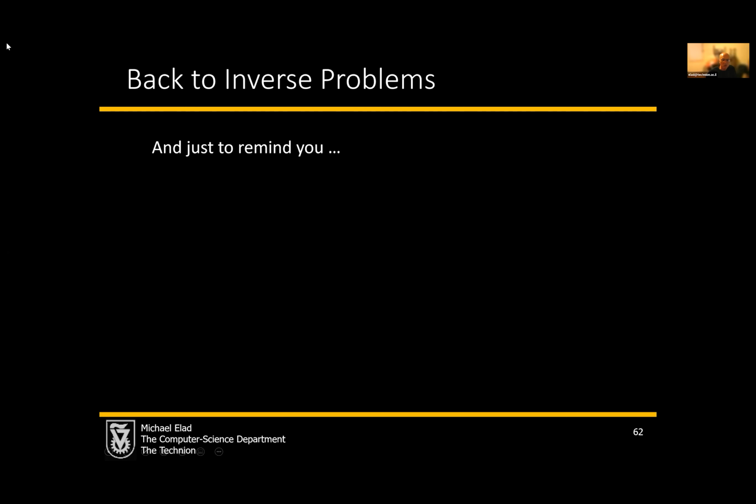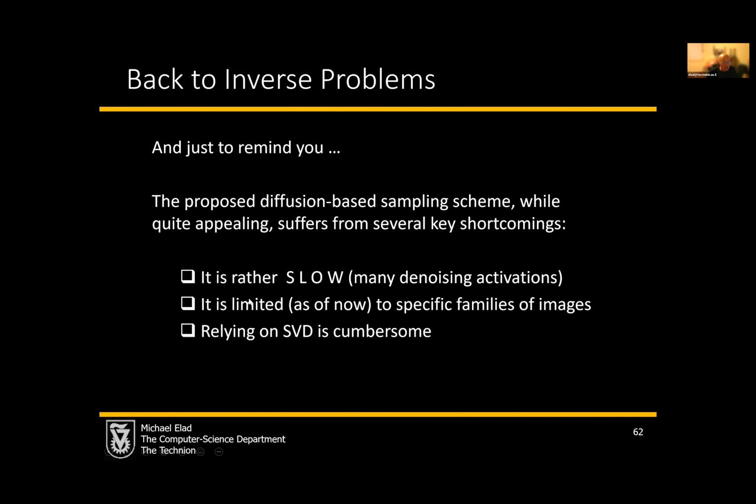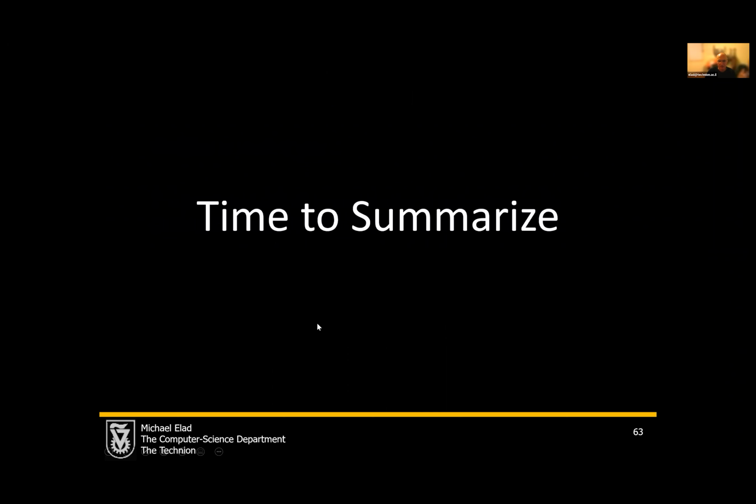This is where I stop. I just want to remind you that there are plenty of things to be done in this field, because there are shortcomings to the algorithms I've shown you. The Langevin method is still slow, even with the annealing option. It is limited to specific families of images. I don't know if you noticed, but I worked on faces, on bedrooms. I'm not working on general content images, and for a reason, the denoisers are not there yet. And in the last part, I didn't show you, but we are relying on SVD of H, the operator H, in order to solve this task. So it's a cumbersome step.